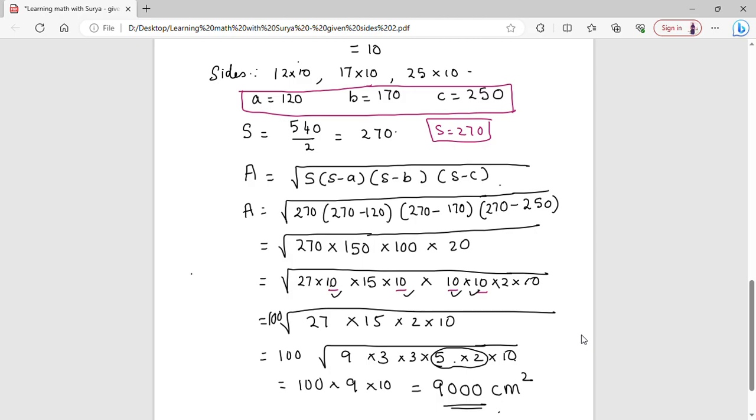Especially for those students who do not have calculator, instead of multiplying, you could always do it in the factorized form. Okay, prime factorization, because you would be doing the same thing. You multiply and then you would do prime factorization. But these smaller numbers you could prime factorize and find the square roots of small numbers. Okay, so I hope you have understood how to find the area of triangles given the three sides.